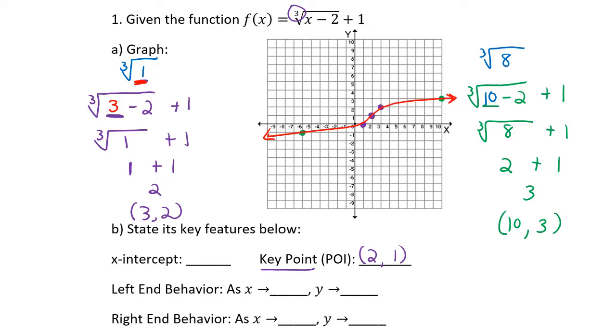All right. So now that we have our graph made, we can answer some more of our key features. So it asks for the x-intercept. That's where the graph touches the x-axis. It's happening right there at 1, 0.